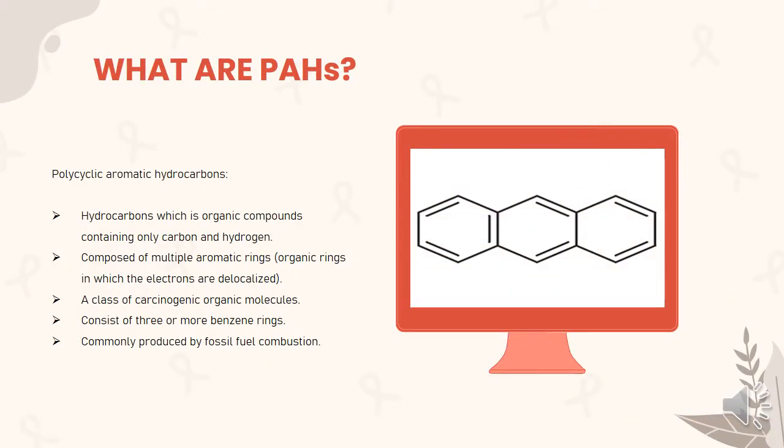Next, PAHs are hydrocarbons, which are organic compounds that contain only carbon and hydrogen. They are composed of multiple aromatic rings, which are organic rings where the electrons are delocalized. It is a class of carcinogenic organic molecules. It consists of 3 or more benzene rings, and is commonly produced by fossil fuel combustion. Besides that, pure PAHs usually exist as colorless, white or pale yellow-green solids.